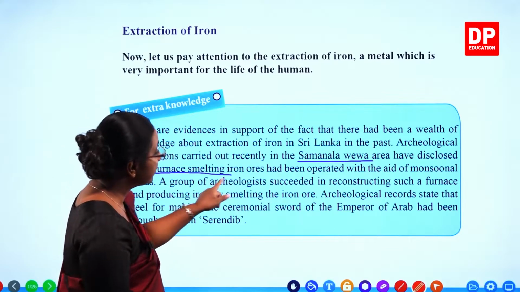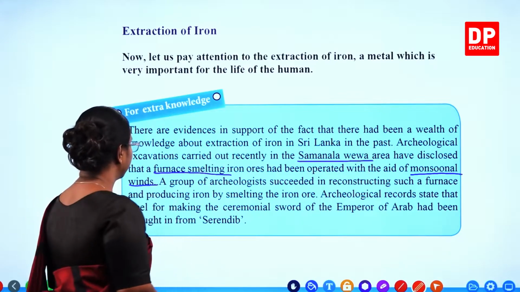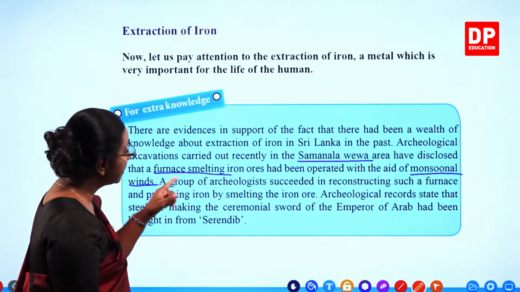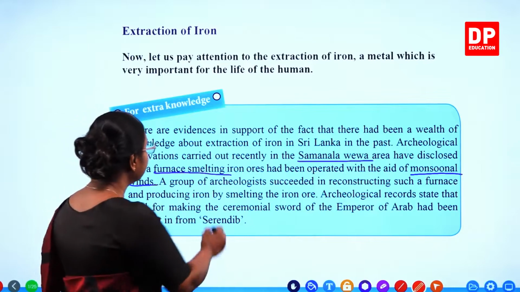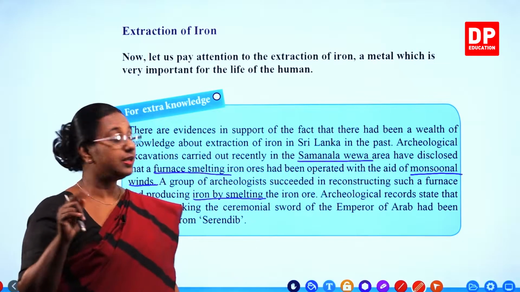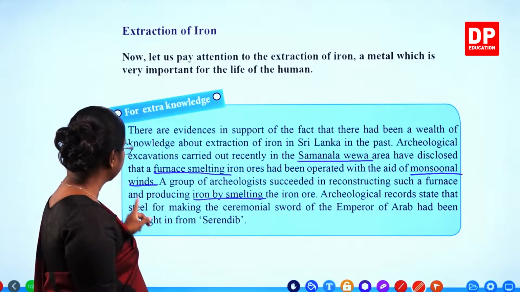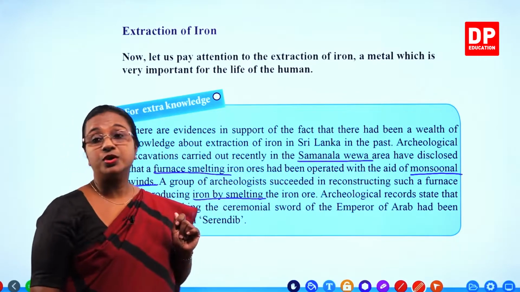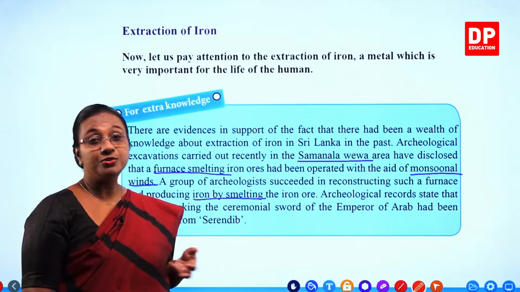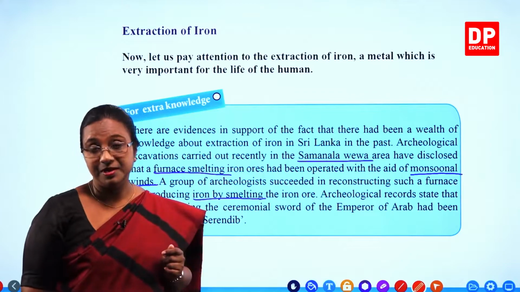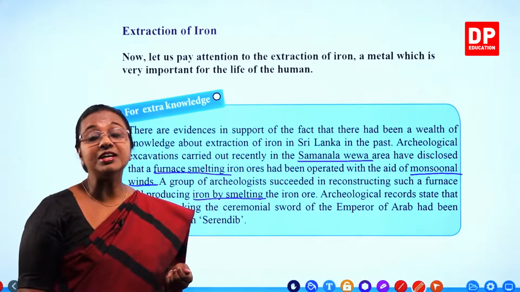So for that process, they have used monsoonal winds to operate it. And a group of archaeologists succeeded in reconstructing such a furnace and producing iron by smelting. So they have produced iron by smelting the iron ore. Then archaeological records state that steel for making the ceremonial sword of the Emperor of Arab had been brought in from Serendip. So you all know our country was called Serendip. So there the ceremonial sword for the Emperor of Arab was made in our country.